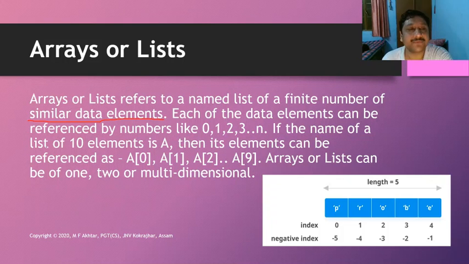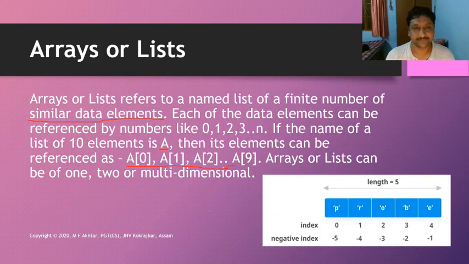If the name of the array, a list of 10 elements, is capital A, then its elements can be referenced as A0, A1, A2, A3, A4, A5, like this up to A9. From 0 to 9, a total of 10 elements is available here. Arrays or lists can be one, two, or multi-dimensional. Arrays can also be multi-dimensional.